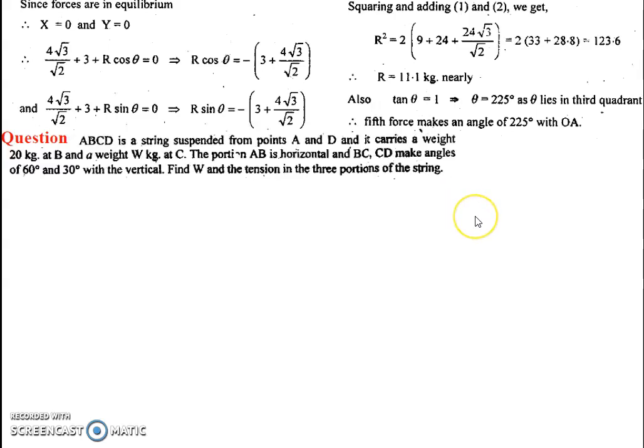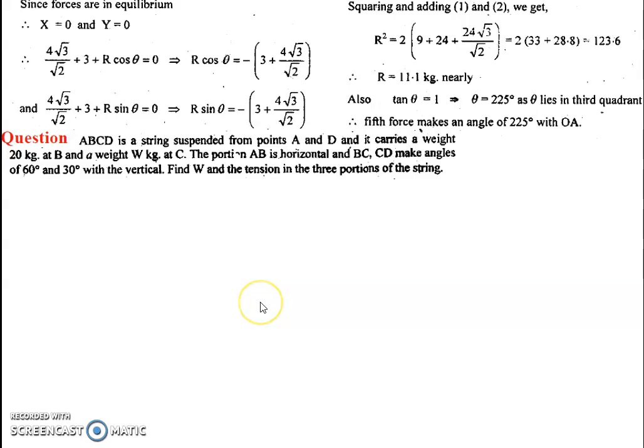Another question: ABCD is a string suspended from points A and D. It carries a weight of 20 kg at B and a weight W kg at C. The portion AB is horizontal, and BC and CD make angles of 60 and 30 degrees with the vertical. Find W and the tension in each portion of the string.